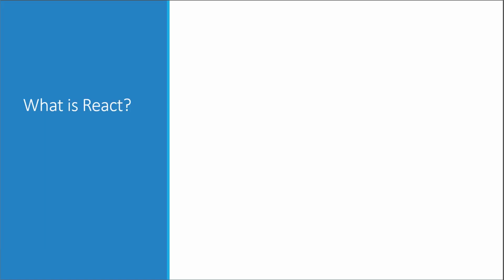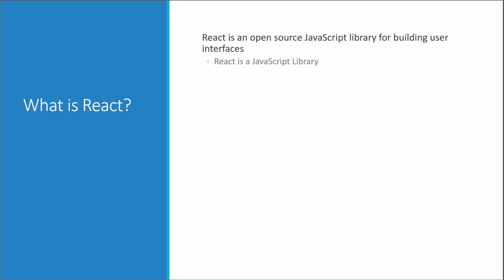What is React? React is an open source JavaScript library for building user interfaces. There are two key points in this definition. The first one is that React is a JavaScript library. It is not a framework, it is a library. It is focused on doing one thing and doing that one thing really well. And that is the second part, building user interfaces.